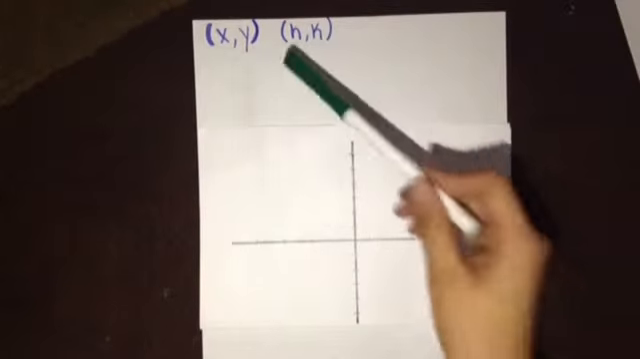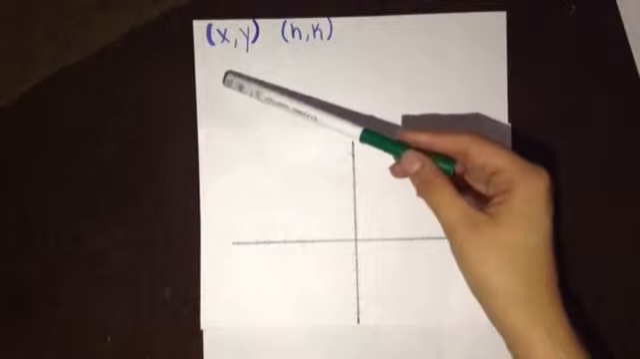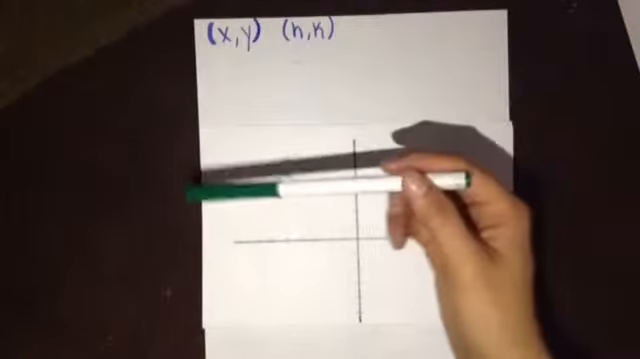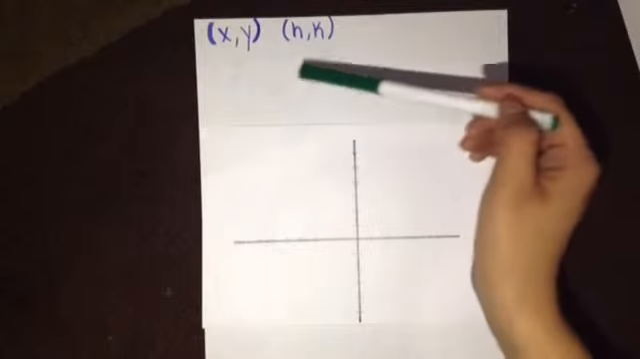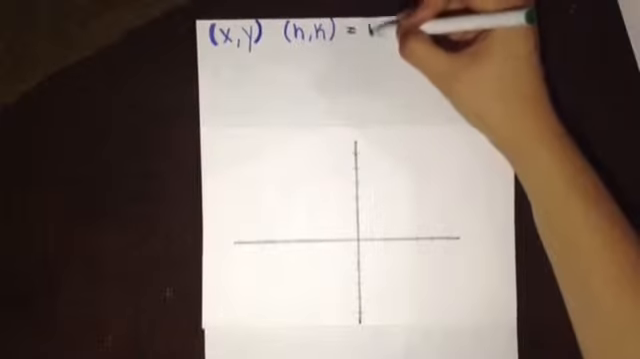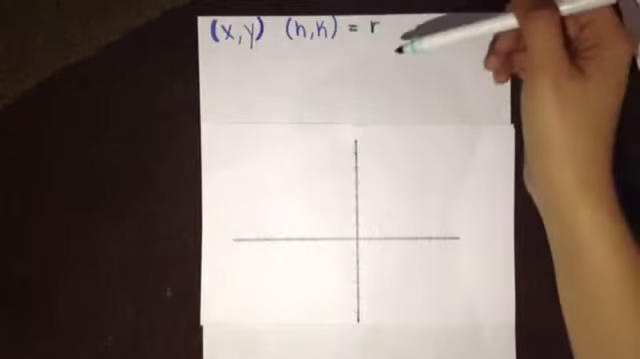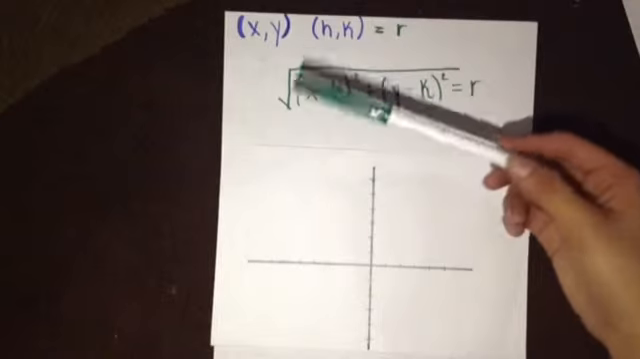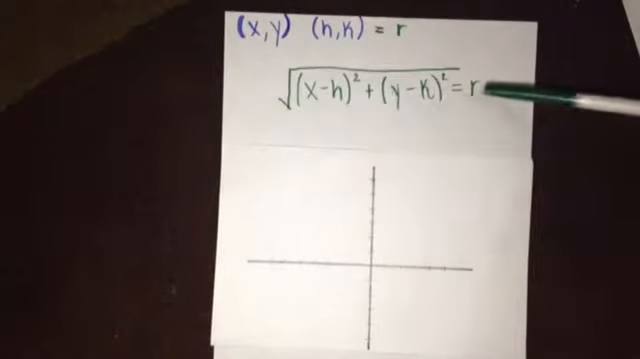A circle is a set of points at a fixed distance from a fixed point, which is going to be the center, (h, k). X and Y represent the coordinates of any set of points on the circle. So the distance between the points (x, y) and the coordinates of the center of the circle must always equal r, which is going to be the radius of the circle. So by the distance formula, this is going to be our equation for the circle.